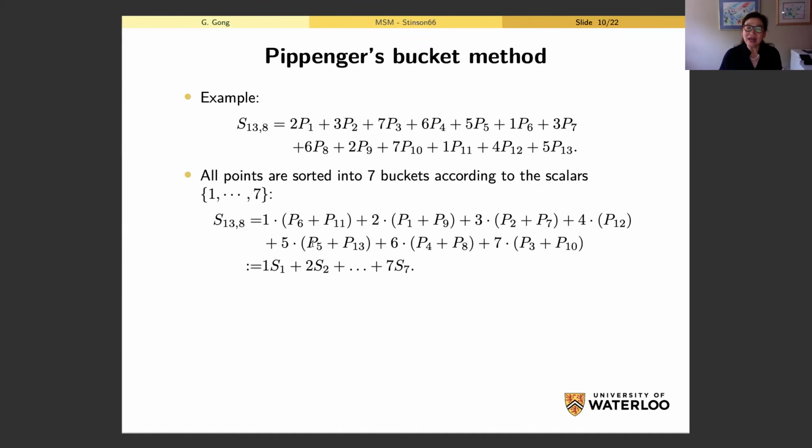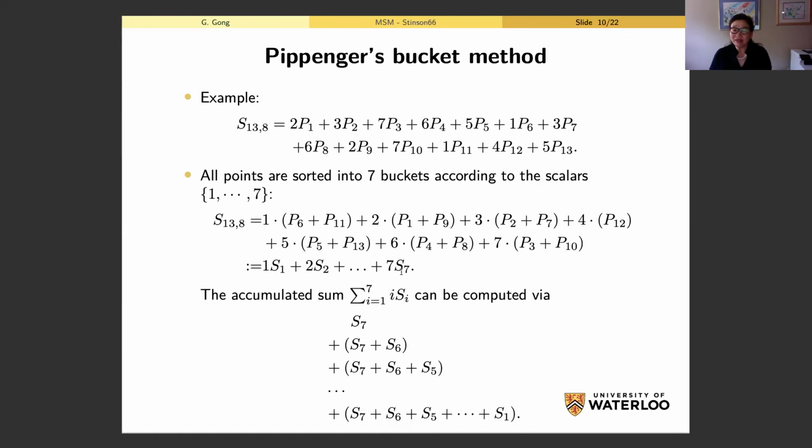After I have those bucket values computed, I do the accumulation algorithm. You can compute it in a way similar to Horner's algorithm, in a triangular fashion: you compute 7S7, and so on, until you get S1. That's the accumulation algorithm to compute the accumulated sums. That's the idea of Pippenger's bucket method.